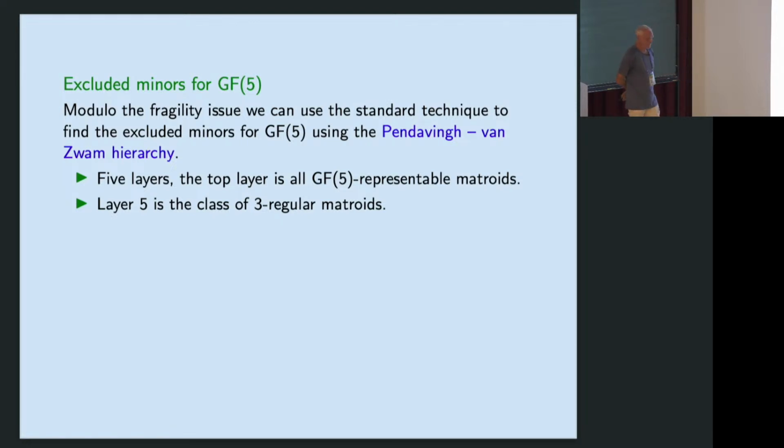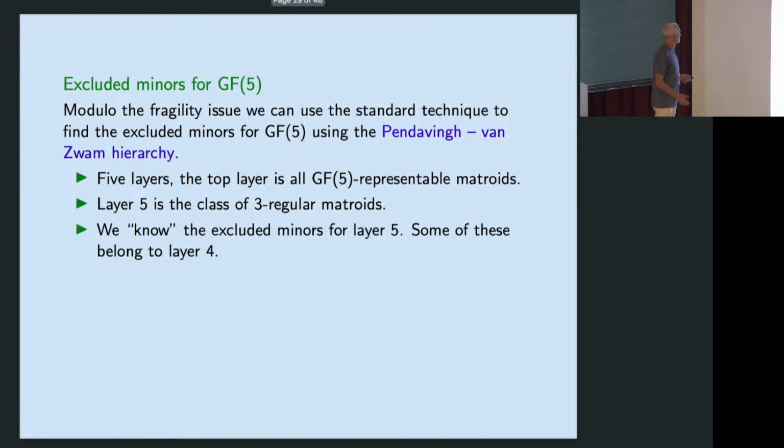So what that means is that having the excluded minors for 3-regular matroids, we can think of that as a first step towards getting the excluded minors for this compelling problem, which is getting the matroids representable over GF5. And so that means we know the excluded minors for layer 5, modulo computation. Now you look at these excluded minors, and some of these belong to layer 4. Some of them are excluded minors for GF5, and hooray, you found some. Some of them are excluded minors for layer 4, and they're the things you've got to use as stabilizers to get the excluded minors for the next layer up. So you rinse and repeat up.